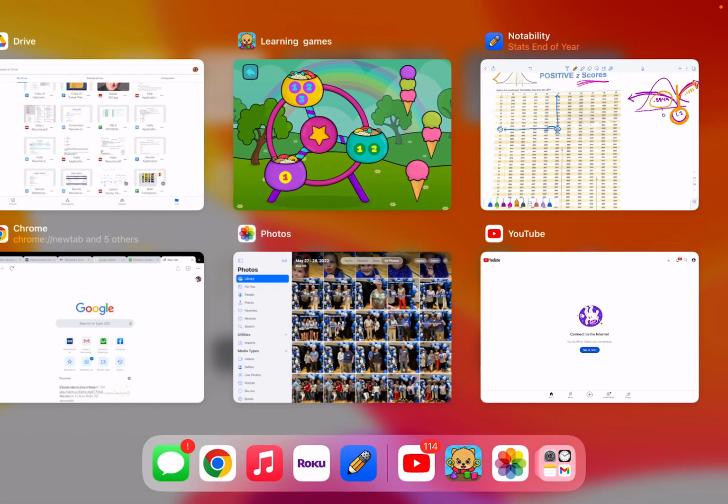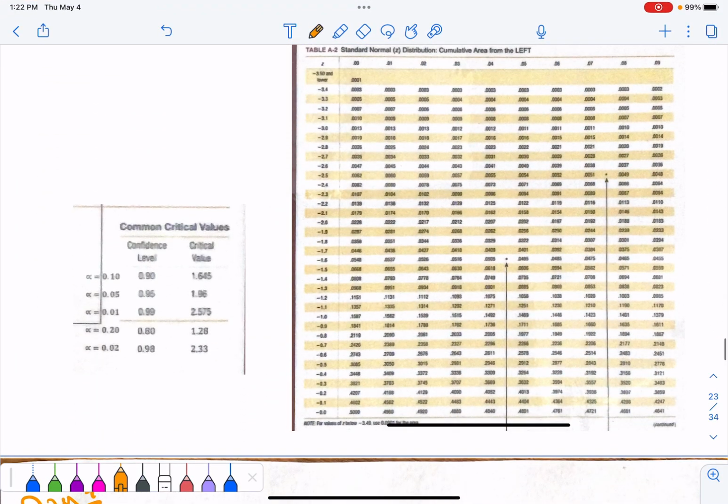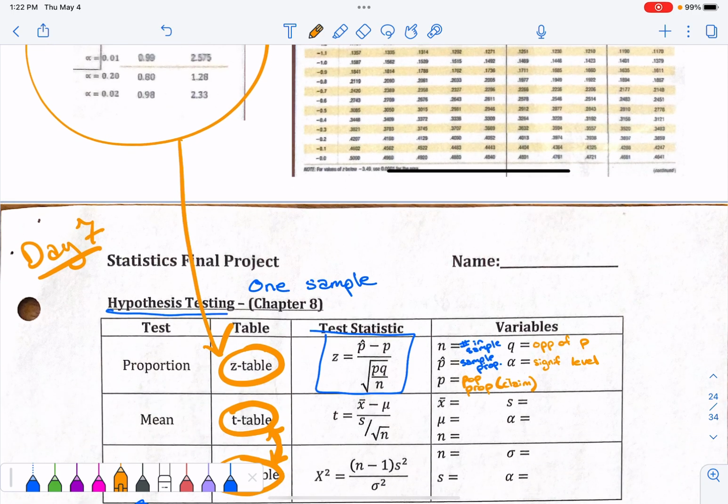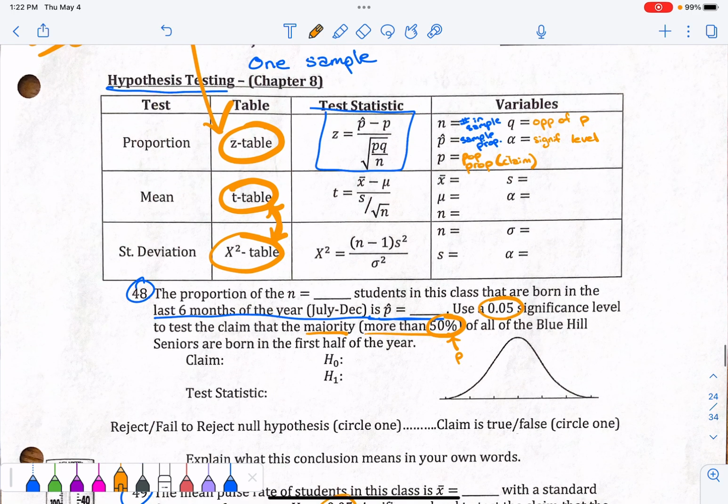Let me go back. Positive negative score, you're looking at this bottom corner. That's going to be the number that you're going to be looking up on the Z table. Okay, and that tells you what your cutoff values are on your bell curve, to tell what's considered to be an extreme value and not.